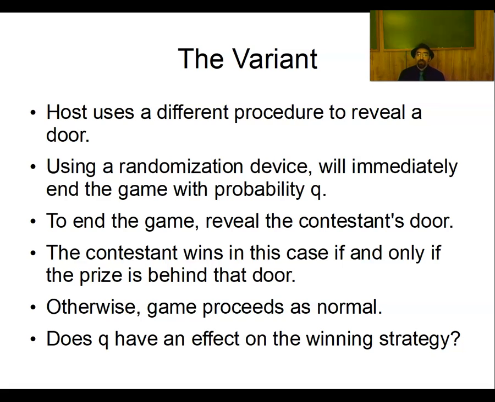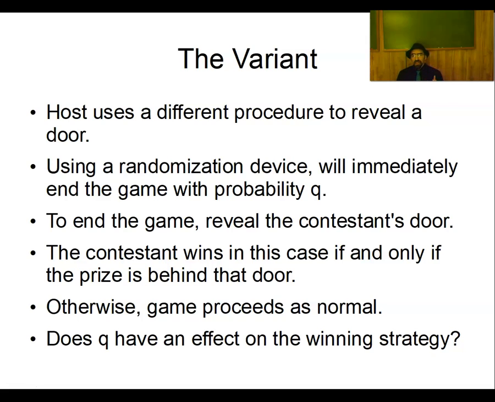And let Q be the probability that the randomization device will dictate to trigger the end game. And the question is, does this value of Q have an effect on the winning strategy? And at first glance you think, well, probably not, right? Because if the end game is triggered, then there is no strategy, right? You don't have any choices to make. And if end game is not triggered, you're back in the same scenario you were in the original problem. And that logic would be completely correct.